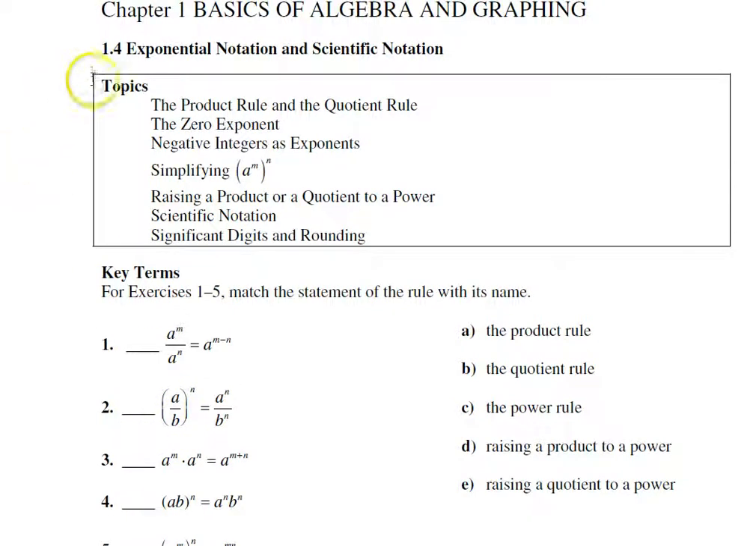We're going on now to topic 4 of chapter 1, exponential notation and scientific notation. We have a number of topics that we're going to cover: the product rule and quotient rule, zero exponents, negative integers as exponents, simplifying raising a power to a power, raising a product or a quotient to a power, scientific notation, and significant digits and rounding.